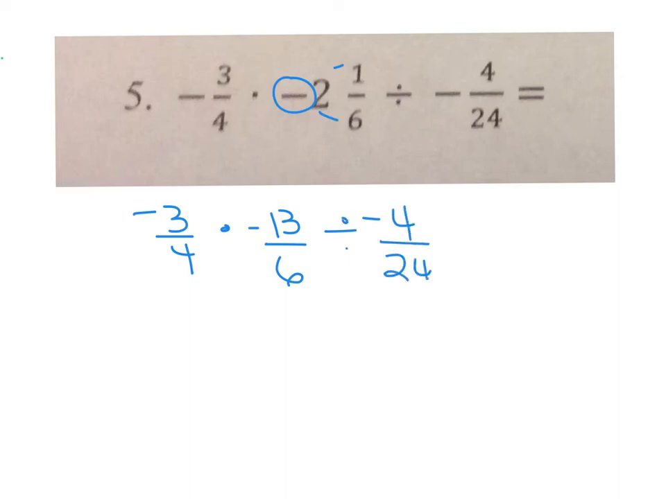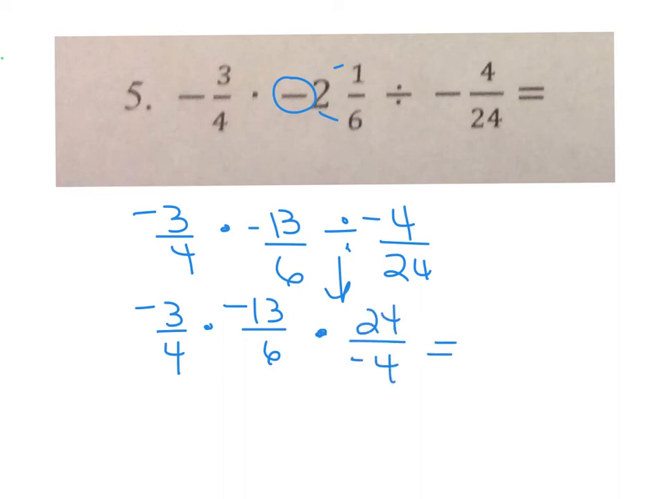Now, you can do this problem by taking negative 3/4 times negative 13/6, and then divided by negative 4/24, or you can do the whole problem at once. Me, I like to do the whole thing. So negative 3/4 times negative 13/6. I'm going to change the division to multiplication, and I'm going to flip over the last fraction.